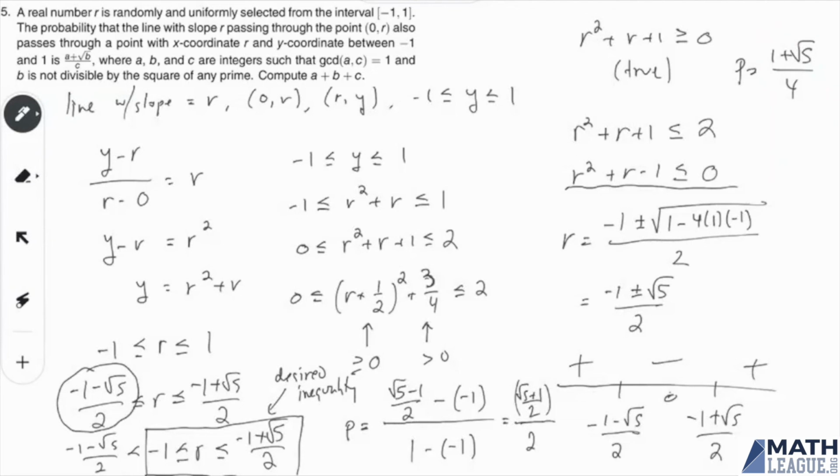B is not divisible by the square of any prime, and the greatest common divisor of a and c is 1. So a plus b plus c equals 1 plus 5 plus 4. This will give you the final answer of 10. And we're done.